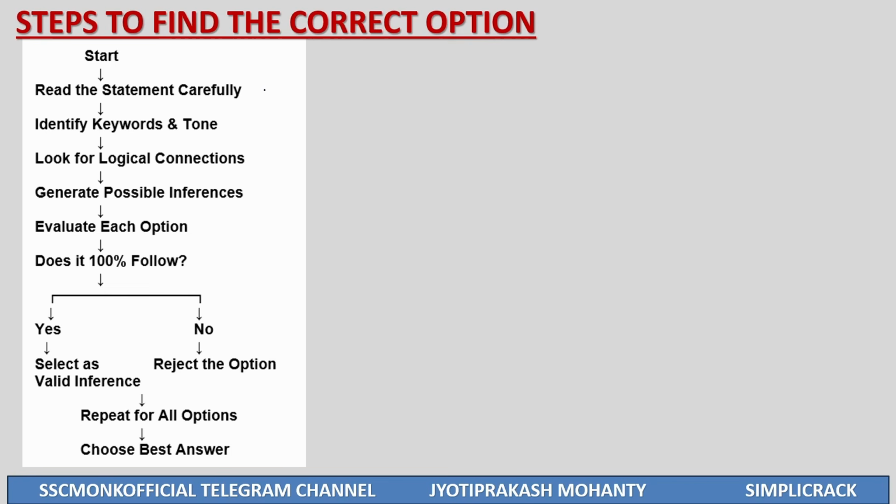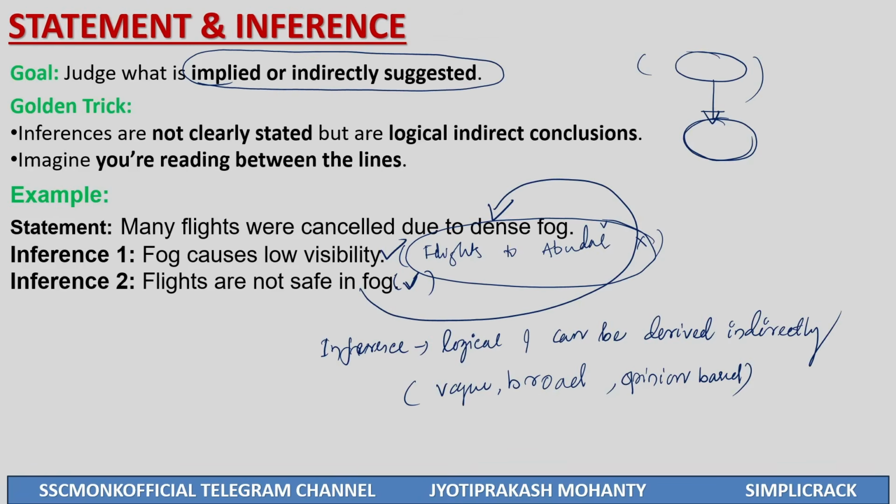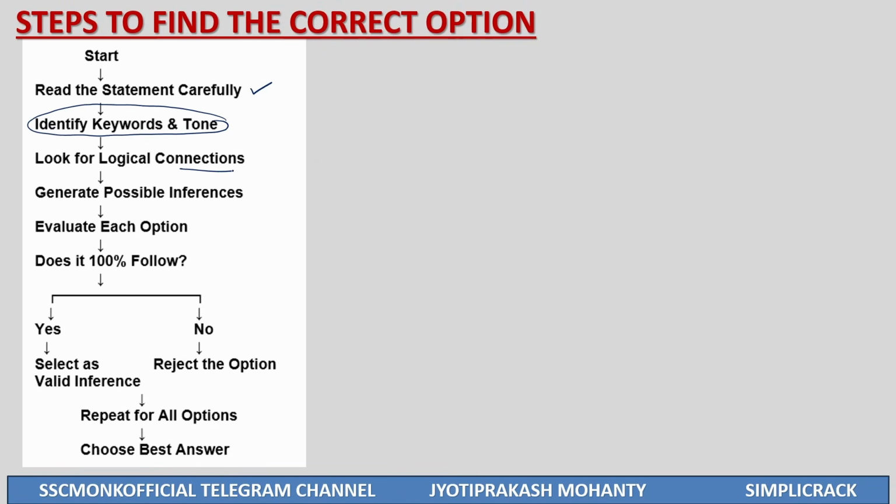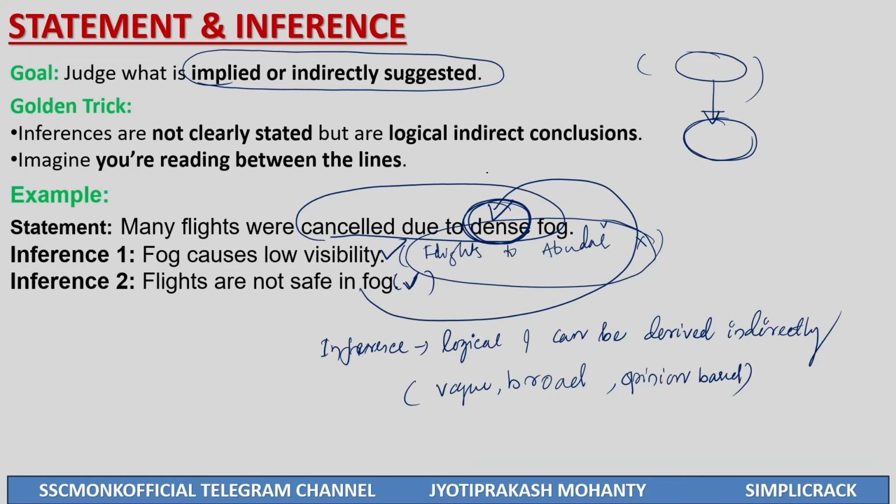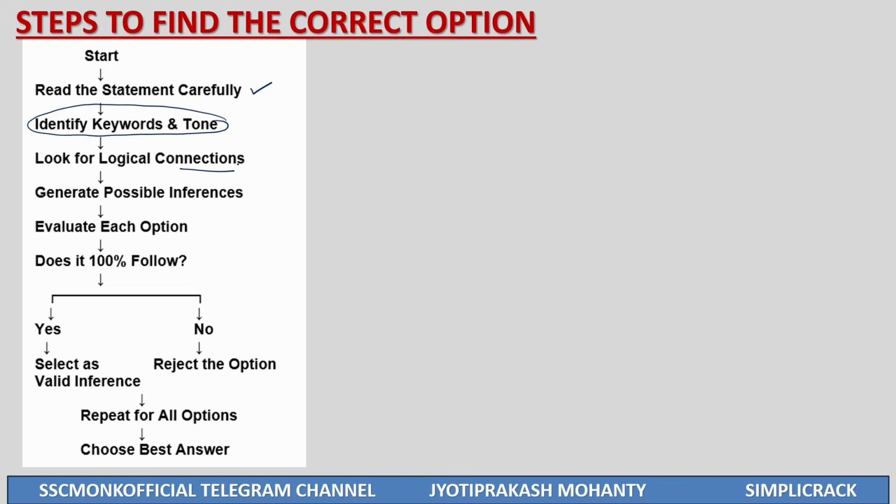First, you will read the statement carefully. Then, you will check for the keywords or what is the tone. Like in this question, it is cancelled due to dense fog. Dense fog. That means it is heavy fog. Now, look for logical connection. Here, what we looked: dense fog causes issue of visibility and it is not safe. So these are the logical connection, and also these are possibility.